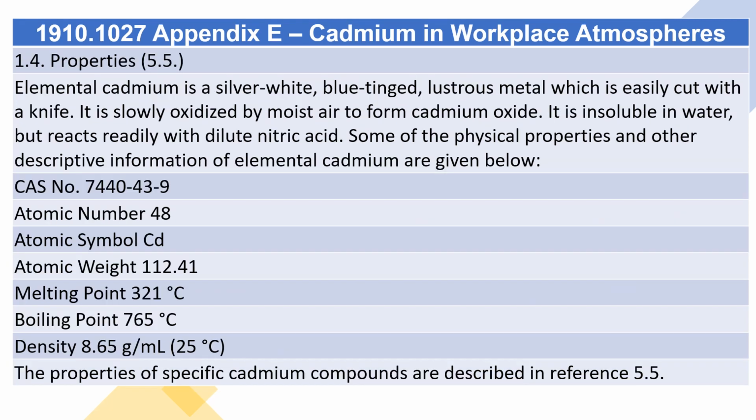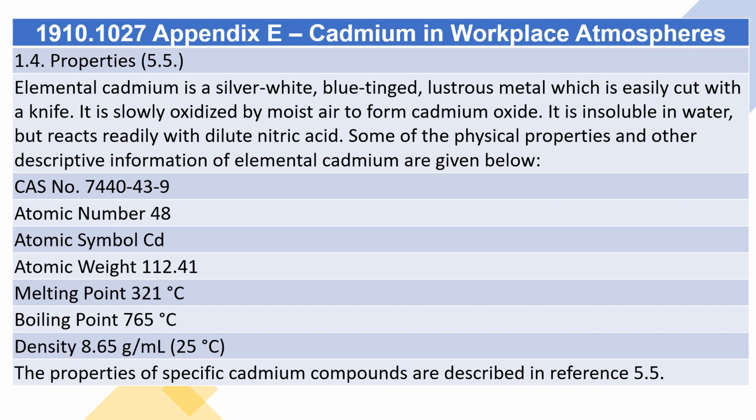1.4. Properties, 5.5. Elemental cadmium is a silver-white, blue-tinged, lustrous metal which is easily cut with a knife. It is slowly oxidized by moist air to form cadmium oxide. It is insoluble in water, but reacts readily with dilute nitric acid. Some of the physical properties and other descriptive information of elemental cadmium are given below.